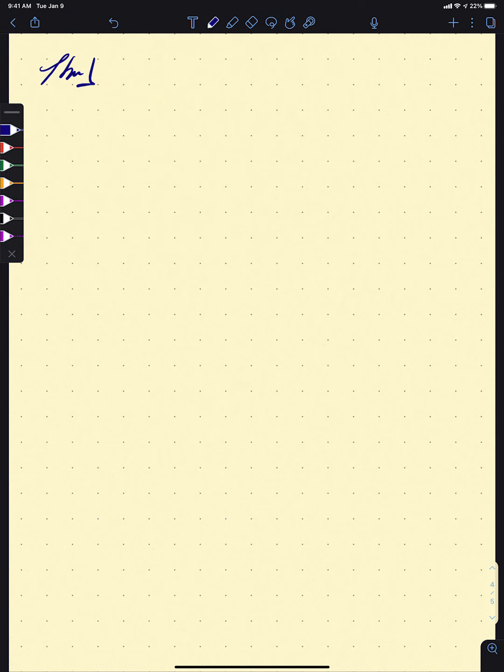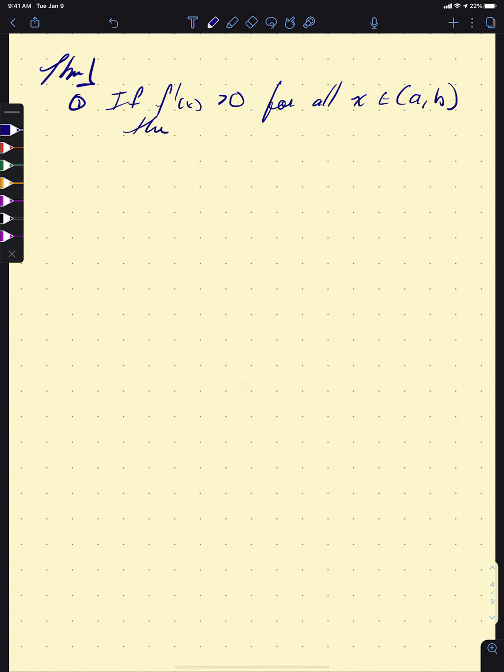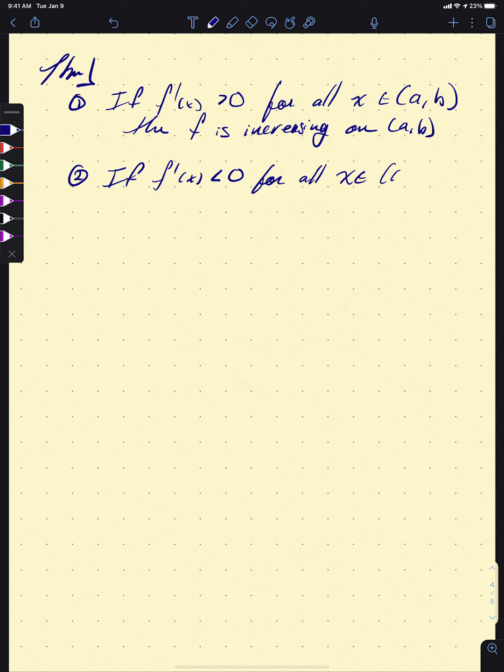We can divide this into three parts. One, if my derivative is greater than 0 for all x in some interval a, b, then f is increasing on (a, b). Two, if our derivative is negative for all x in (a, b), well, then f is decreasing.